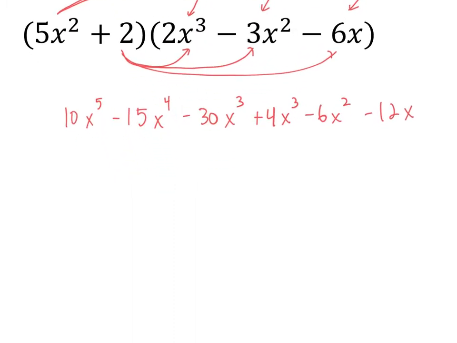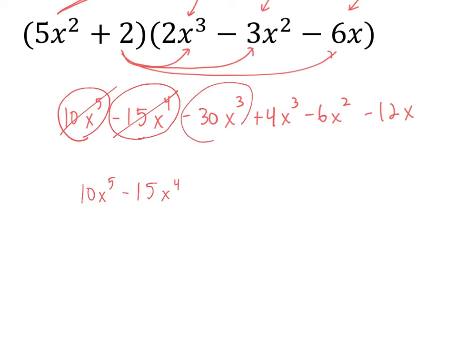Okay, now we combine like terms. So start off with the biggest exponent. There's only one of those, we'll just rewrite it. Next biggest, only one of those, so we'll rewrite that. Okay, the x cubed, there's 2 x cubes. So negative 30 plus 4 is negative 26, and that just stays x cubed. There's only one of the last two, so there's only one x squared, so we'll write that, and only one x term, so we'll write that.